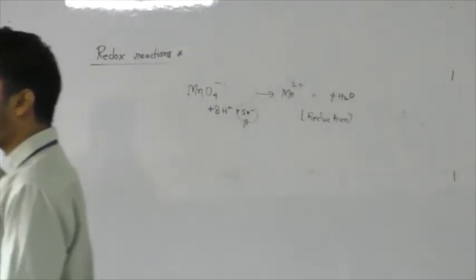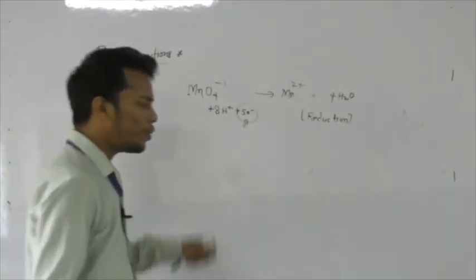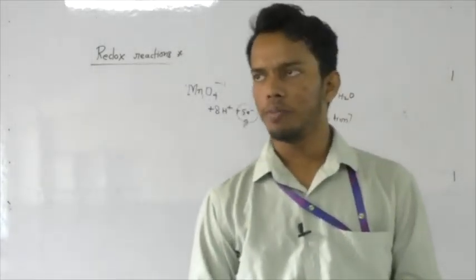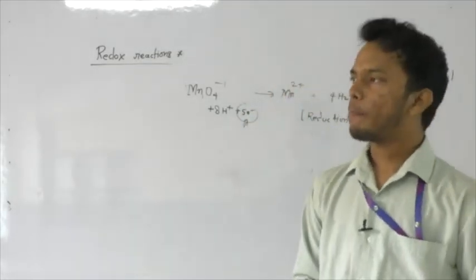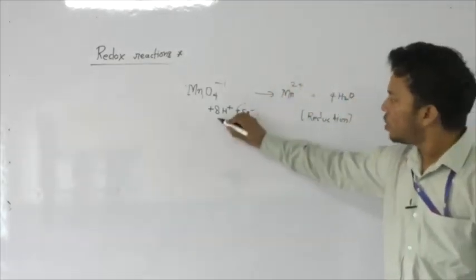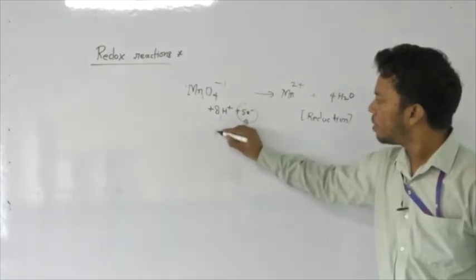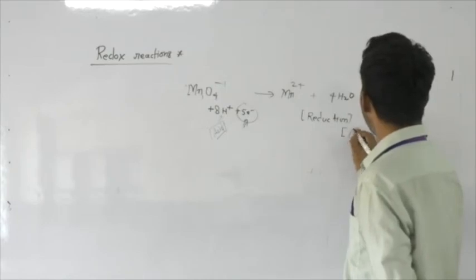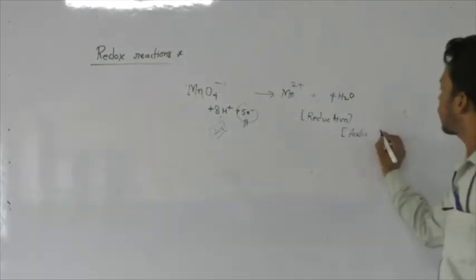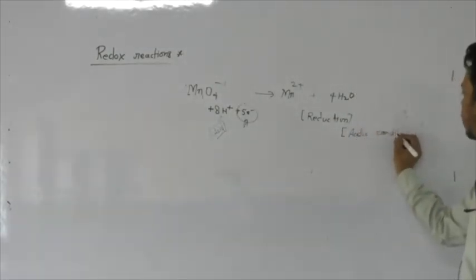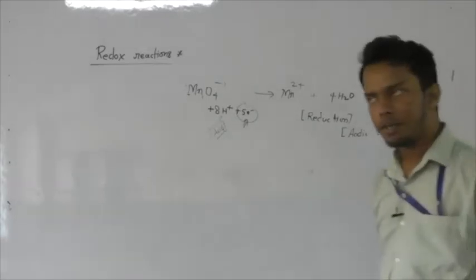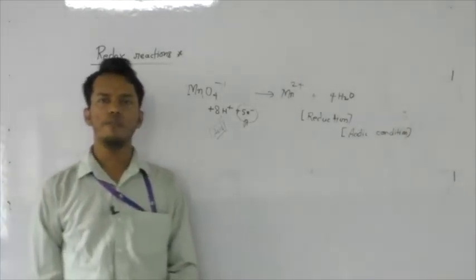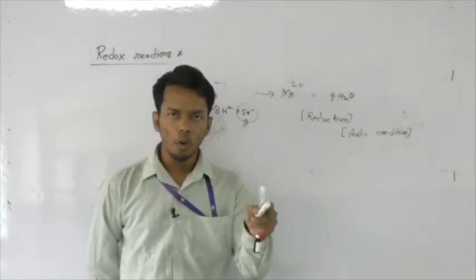So always remember, first we have to balance the central atom, second we have to balance the number of oxygen atoms, third we have to balance the number of hydrogen atoms, just by adding water molecule and H plus. What is this H plus? It is acid, from acid only you will get H plus. So this reaction you have balanced in acidic condition. Now I will give you one complete reaction, and you have to balance both half cell reactions.